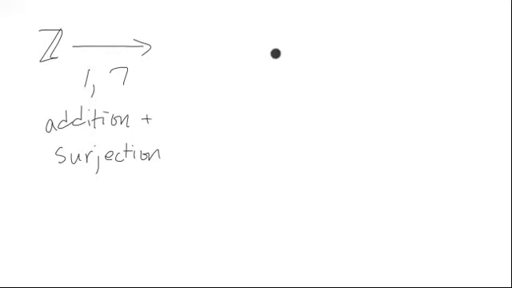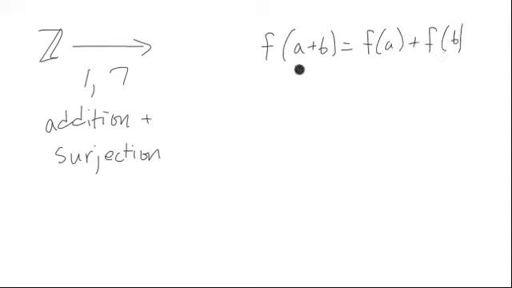Okay, let's see. Well, first, what does it mean for addition to be preserved? That means that if we add before we run the function, so we add then run the function, that's going to give us the same result as if we run the function and then we add afterwards in the codomain. So that's what it means for addition to be preserved. Let's use this fact and the fact that 1 and 7 are in the same fiber. That's the same thing as saying f of 1 is equal to f of 7, in order to determine what the sizes of these fibers should be.